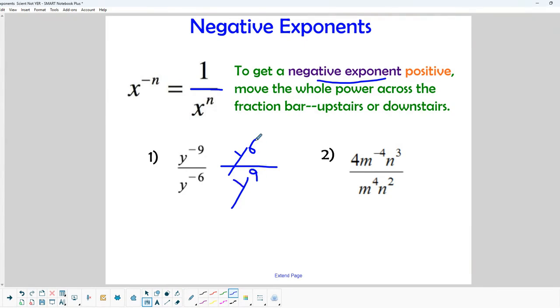And now I can subtract the smaller one from the bigger one, so I'm going to subtract 6 off of the bottom. And when I do it off the top, I end up with y to the 0 power over y to the 3rd power. And we know that anything to the 0 power is just equal to 1. So 1 over y to the 3rd power.